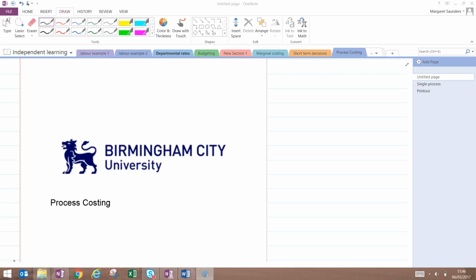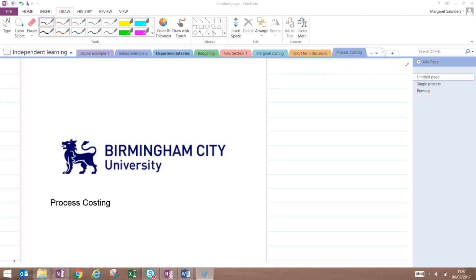You will be familiar with job costing, where we work out how much it costs to produce a single job. We've also looked at batch costing, where we work out how much it costs to produce a batch of items. In both job costing and batch costing, there is a definite start point, which is the start of the job, and an end point, which is when we finish the job or finish the batch.